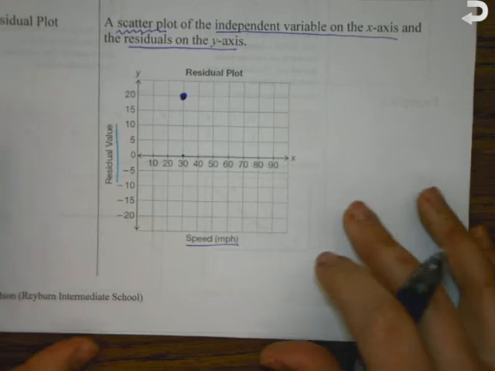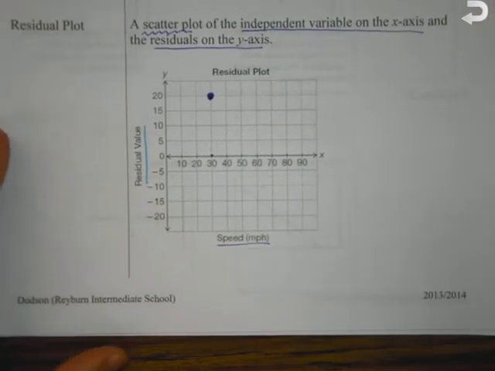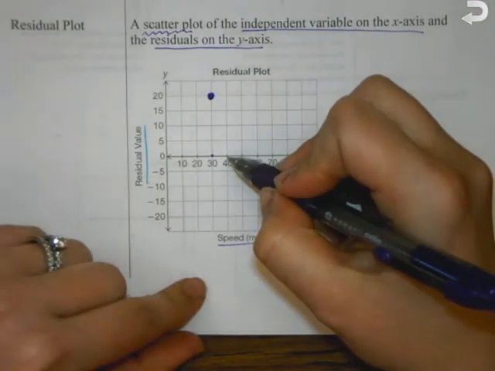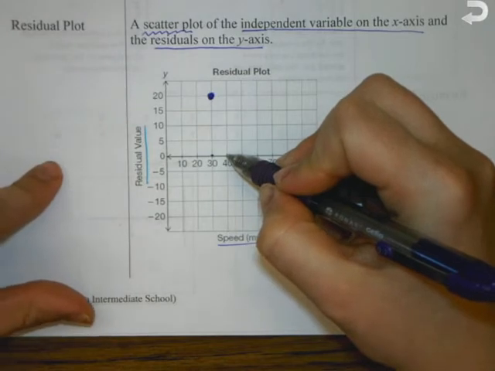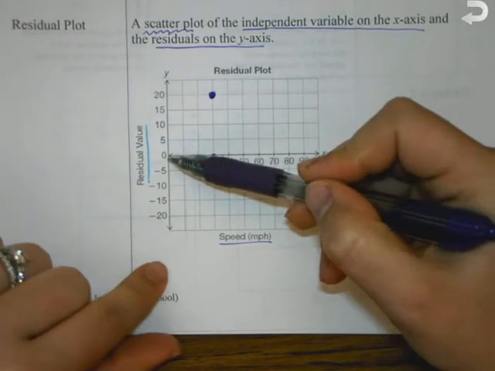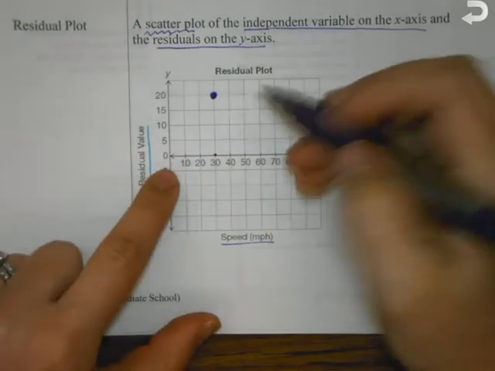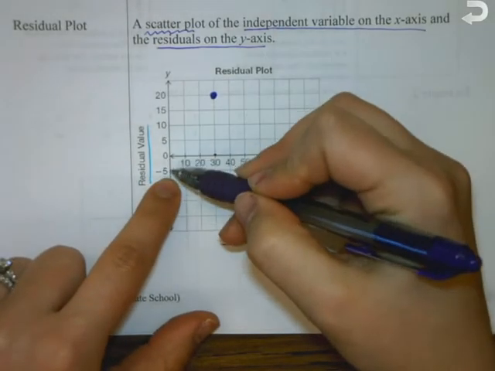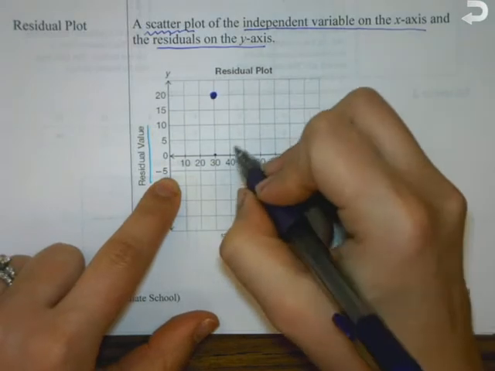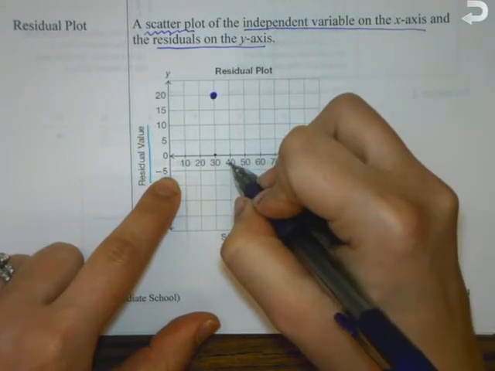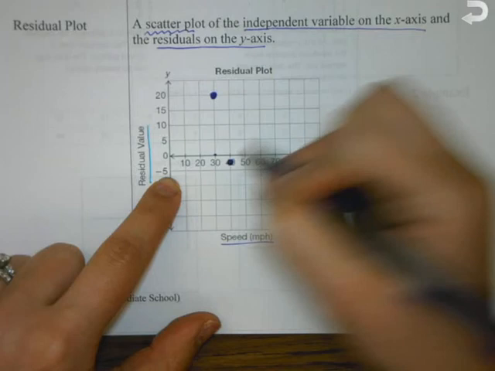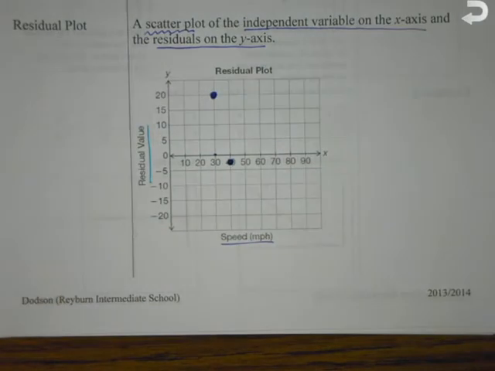Okay. My next speed that's given to me is 40, and the residual value is -2. Now, my graph is going by 5 in this case, so -2 is going to be somewhere in between 0 and -5. So somewhere in the middle at 40. So I'm going to put it right here. Okay. What I want you guys to do in your groups is finish plotting the rest of the residual values, and then we'll compare it with what I get.